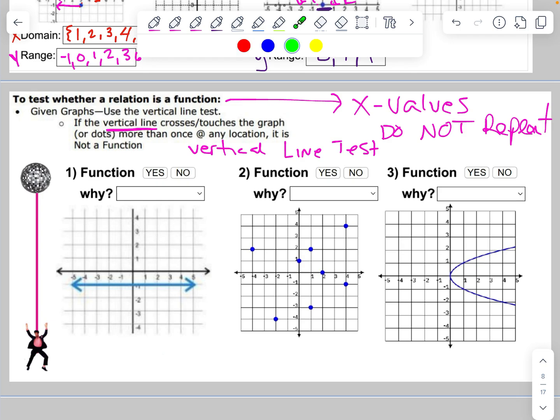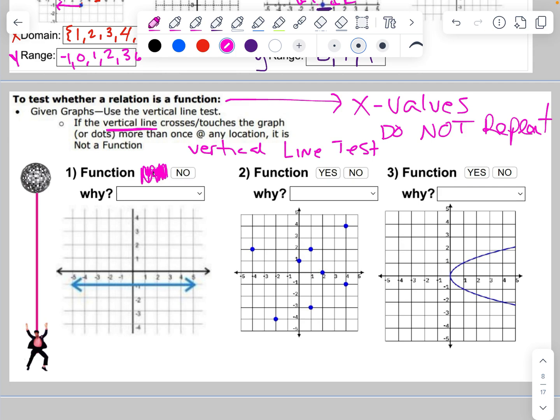I'm going to have to use my highlighter. So the idea is that if I draw a vertical line anywhere on this graph, that vertical line, my green highlighted thing, only touches the graph once every time I draw that line. Okay, so if you're dragging John Travolta across, every time he moves, he's only touching that graph at a single place. So in that case, it's yes, a function, okay?